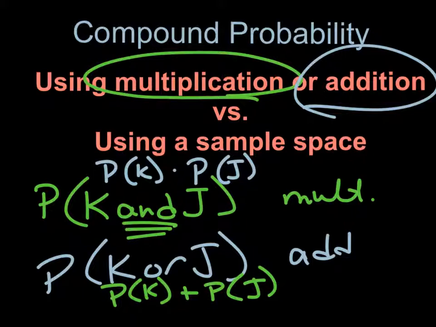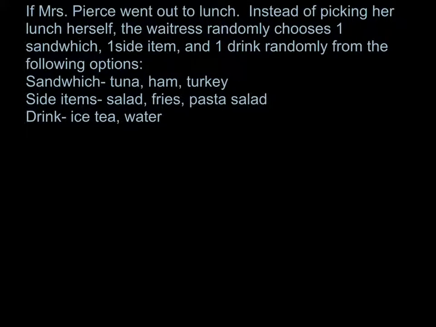So let me show you an example. Mrs. Pierce went out to lunch. Instead of picking her lunch herself, the waitress randomly chooses one sandwich, one side item, and one drink from the following options. For sandwiches, the options are tuna, ham, and turkey. For the side items, we've got salad, fries, and pasta salad. And for the drink, there is iced tea and water. The best choice usually is to make a tree diagram or some other sort of picture to help you organize all of the combinations.